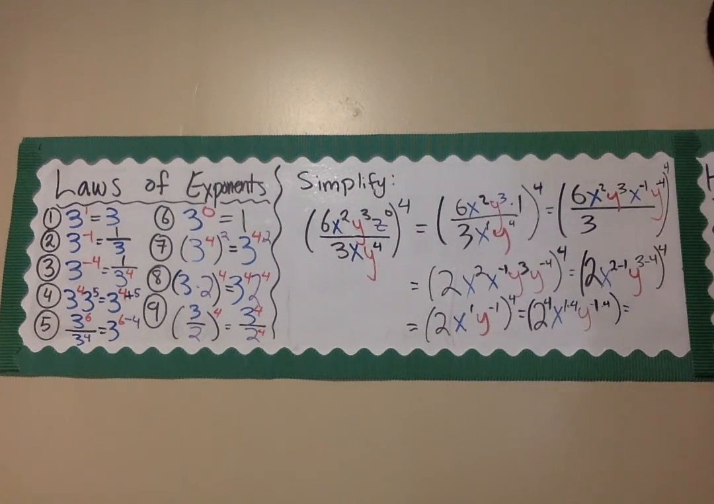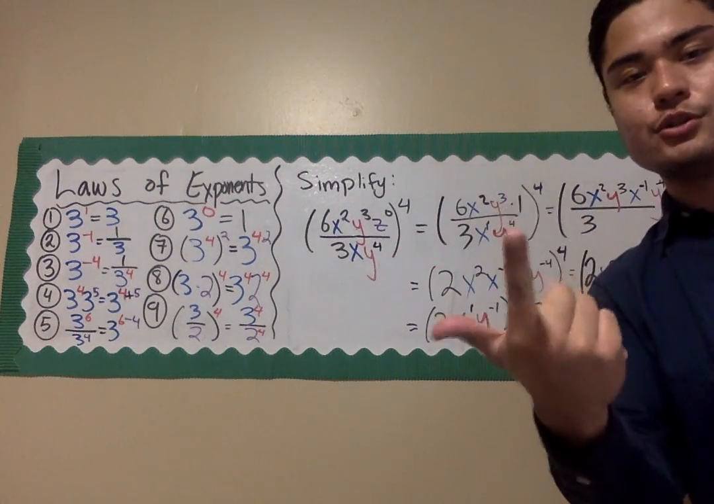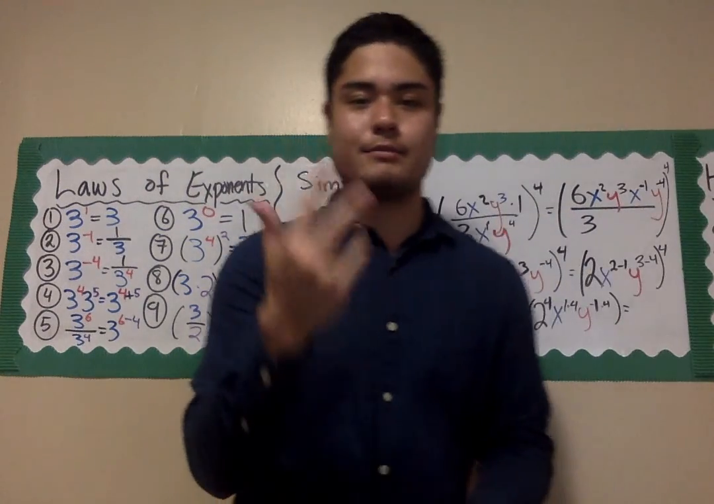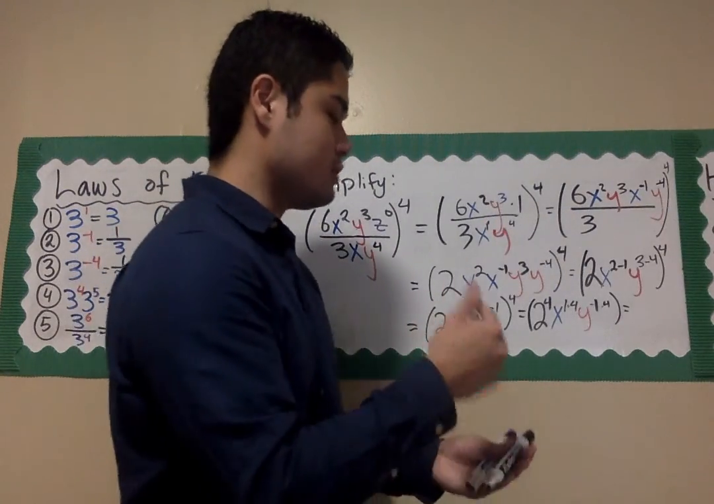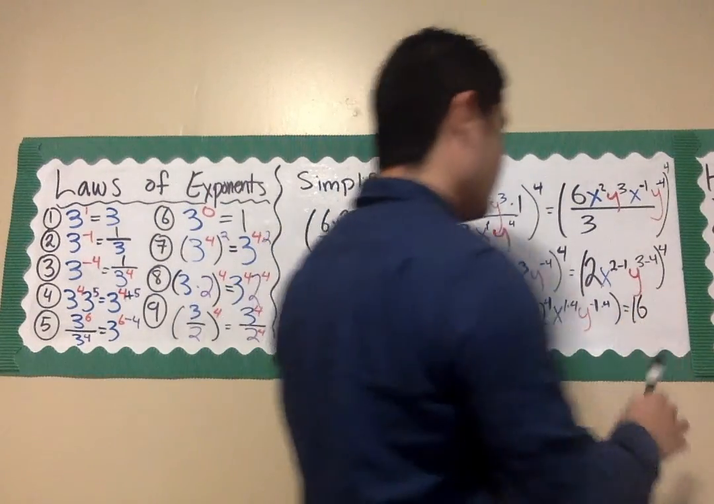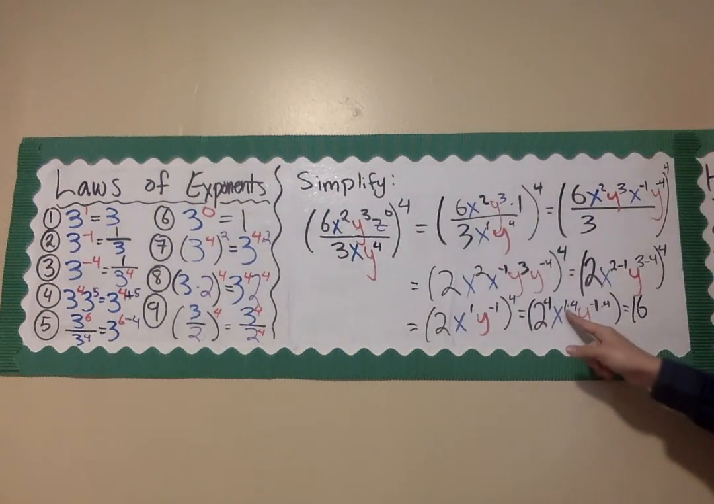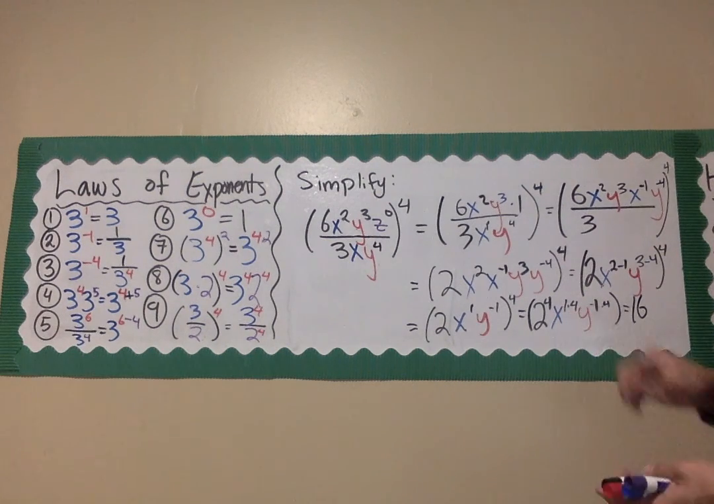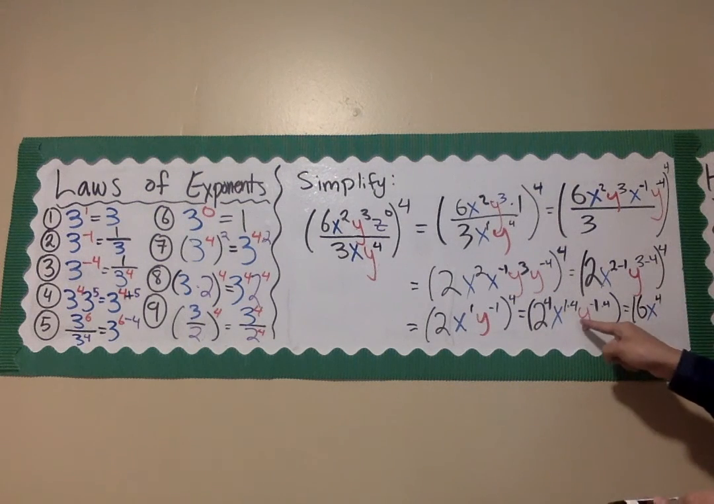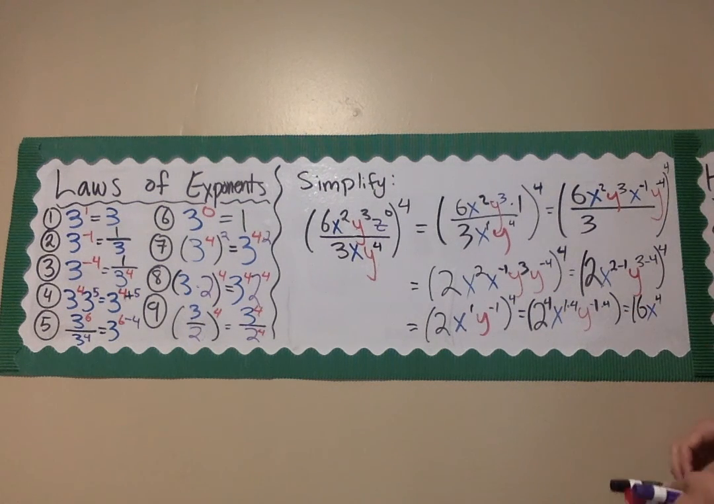2 to the 4th, let's see, 2 times 2 is 4, times 2 is 8, times 2 is 16. 2 to the power of 4 is 16. X to the power of 1 times 4, 1 times 4 is 4. And we have y to the power of negative 1 times 4. Negative 1 times 4 is negative 4.